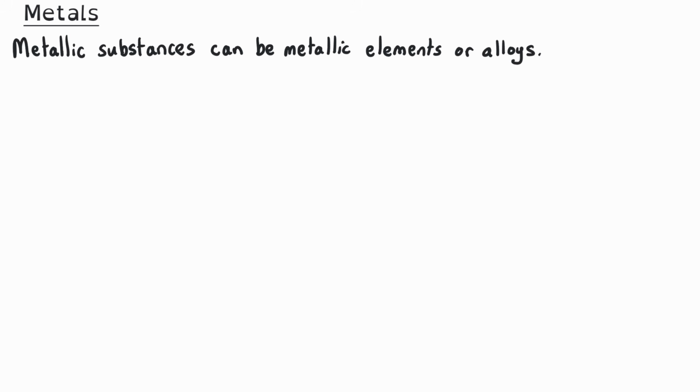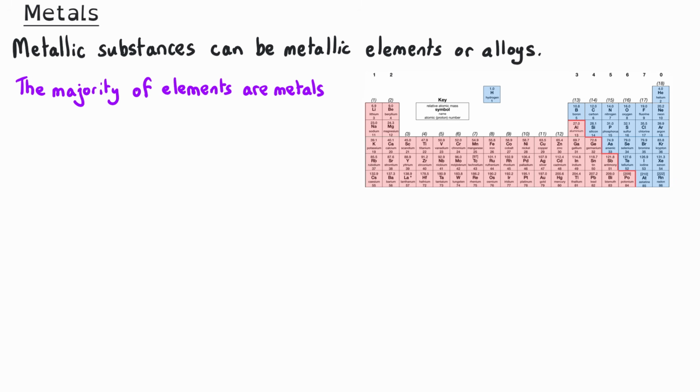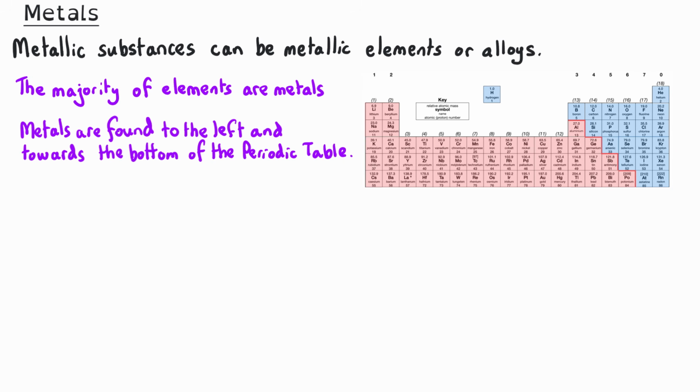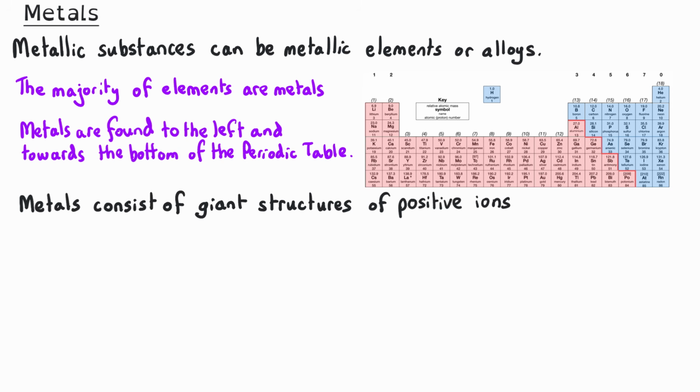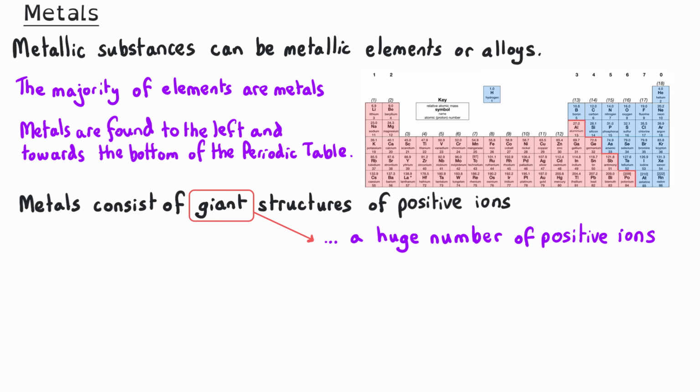When we're talking about metallic substances, we could be referring to metallic elements or to alloys. The majority of elements are metals, and you can see this from the periodic table that I'm showing here, where the metals have been highlighted in red. And metals are found to the left of the periodic table and towards the bottom. Substances made of metals consist of giant structures of atoms, and they're referred to as giant as they're made up of a huge number of atoms.